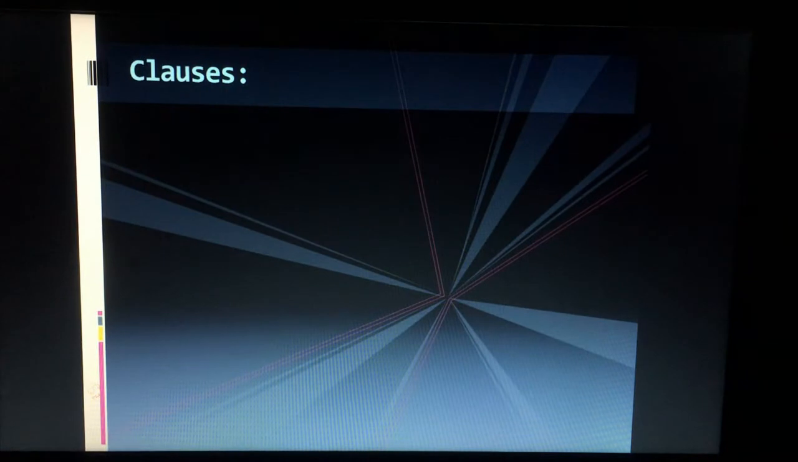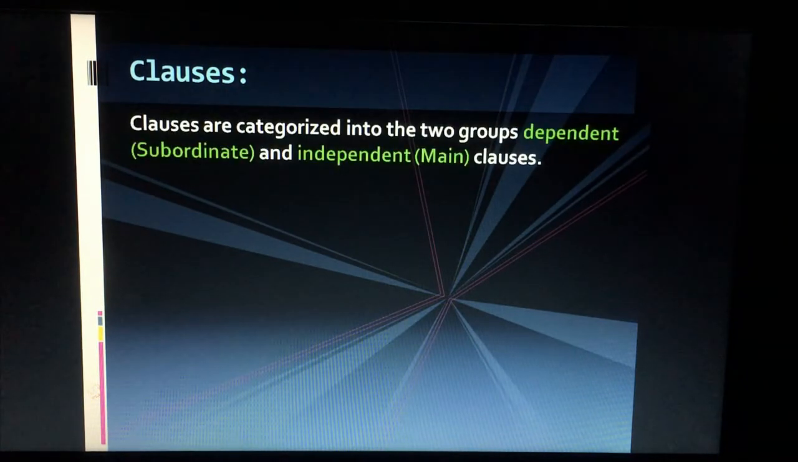We have some categories of clauses. Let's see what they are. Clauses are categorized into two groups. The first one is dependent, which is also called subordinate. In your textbook you will find the word subordinate, so let me combine that.